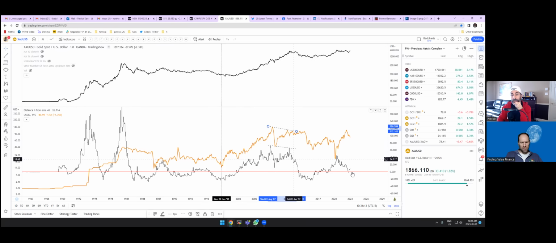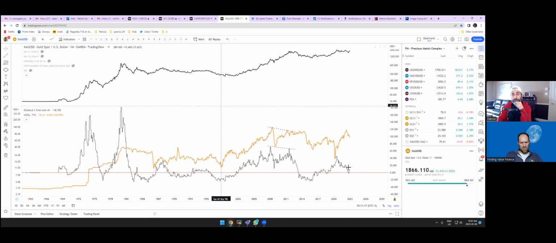And look at that. If gold is really bouncing here, you have to assume that if gold's distance from its 4-year moving average is bouncing here and potentially breaking out, then oil is just about to turn the corner. It's just about to turn the corner.